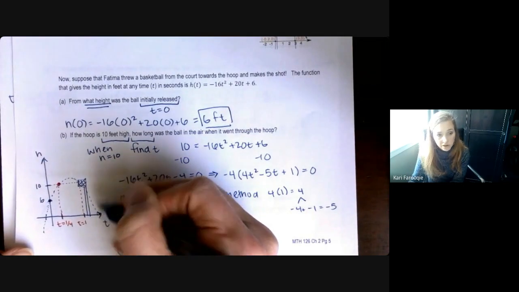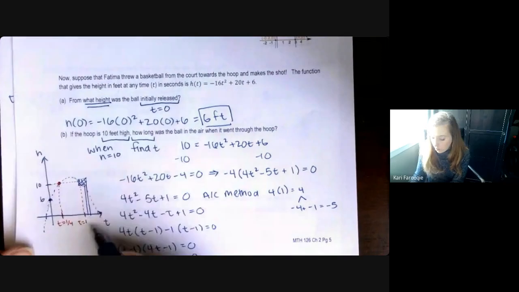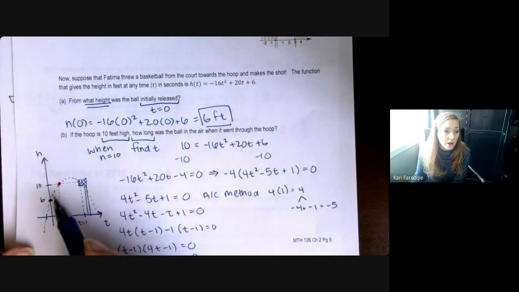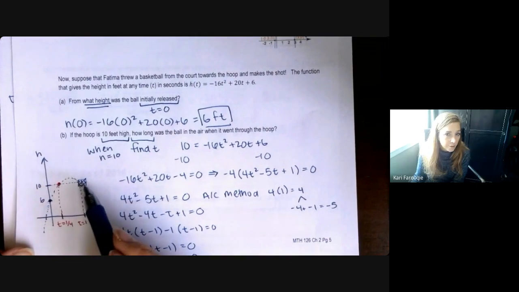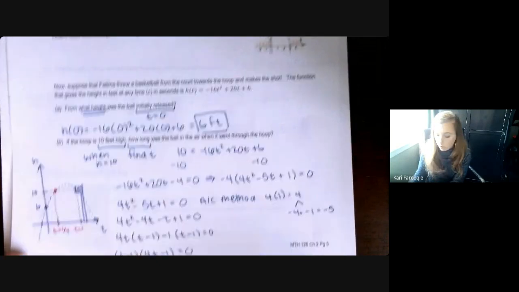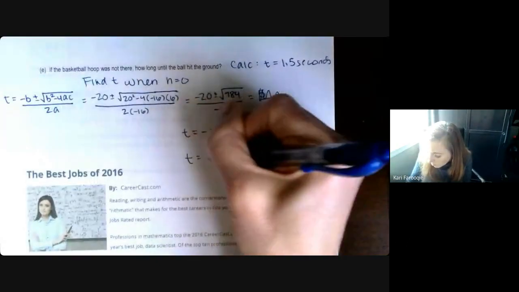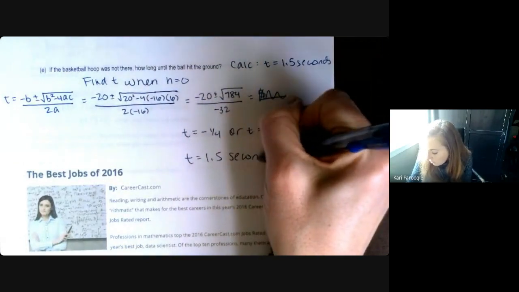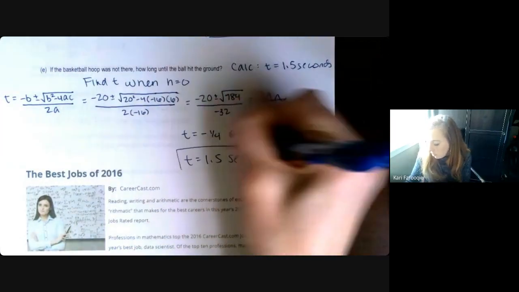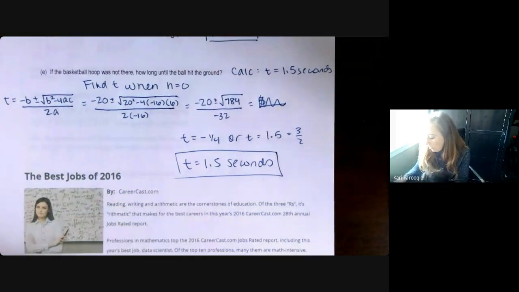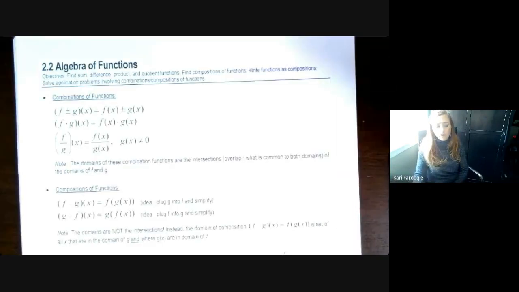Make sure it makes sense. It is greater than 1. 1 was how many seconds it took for the ball to hit the basketball hoop. So it would have gone through that. That was at h equals 10. So it has to be greater than that to head off towards the ground. So we can say here that t equals 1.5 seconds. All right. Next time we will talk about 2.2, the algebra of functions.